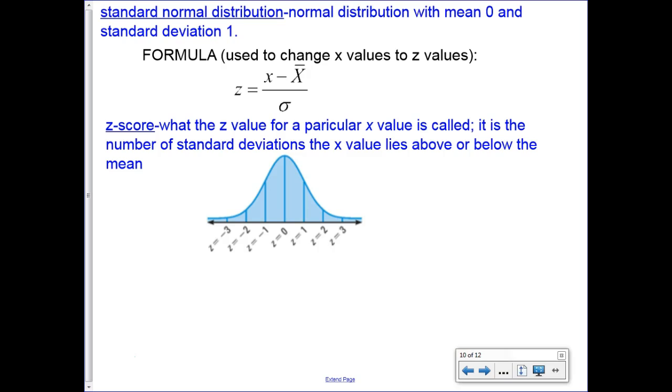It's the number of standard deviations the x value lies above or below the mean. So this just takes your mean and turns it into a z-score of 0. Then 1 standard deviation away is a z-score of exactly 1, and so on.